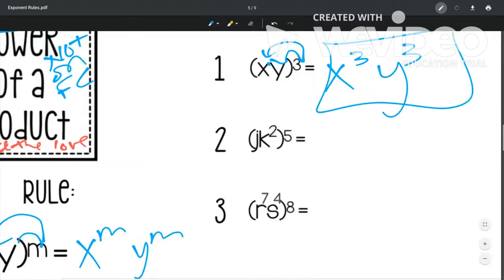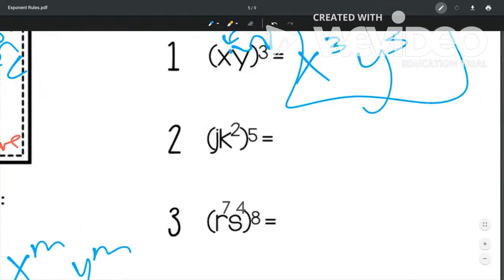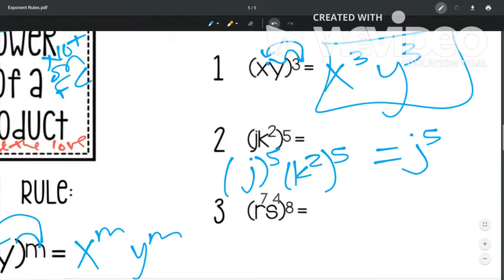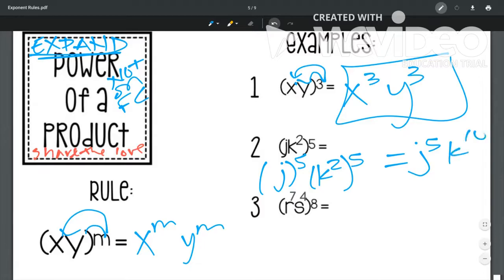If you are trying to show your work, so when we've got something like number 2, what I want you to do is you can either put each of them to the 5th power, so you can see how that's being broken up. And then you get j to the 5th, k to the 10th.